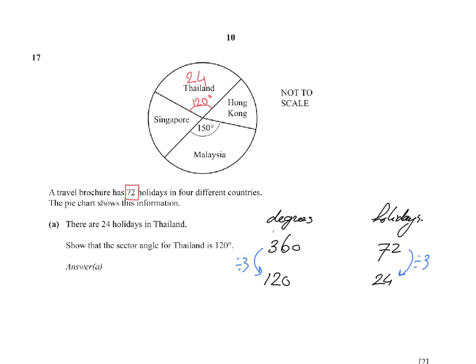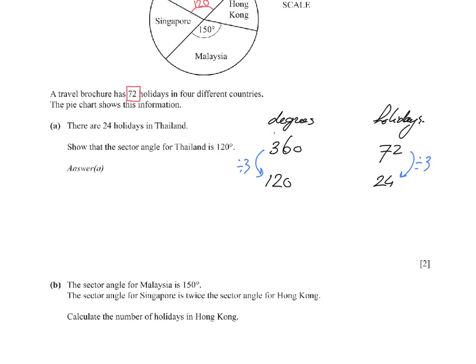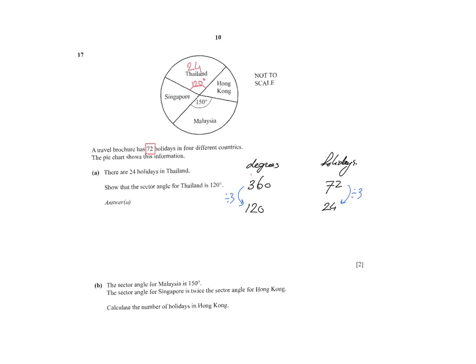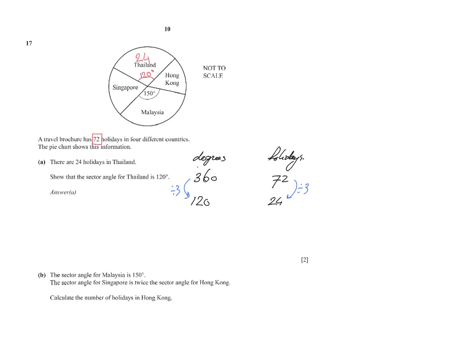Okay, moving on to the second part of this question. Let's scroll down a little bit. I'll make it slightly smaller, so I try to squeeze everything onto one page. I hope you can still read it. They say the sector angle of Malaysia is 150 degrees. Yeah, we already knew that. The sector angle for Singapore is twice the sector angle for Hong Kong. So this angle is twice the size of Hong Kong.